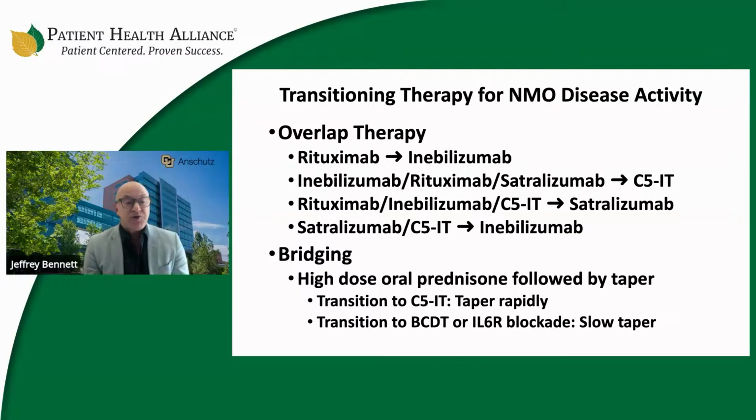And if so, when transitioning to a C5 inhibitor, I generally taper the steroids rapidly, considering the mechanism of onset of action is rather abrupt for those treatments. But when transitioning to B-cell depleting therapies or interleukin-6 blockade, I tend to deliver a slower taper of therapies. And with regard to C5 inhibitors, I'll talk about vaccinations and antibiotic treatment a little bit later in this presentation.